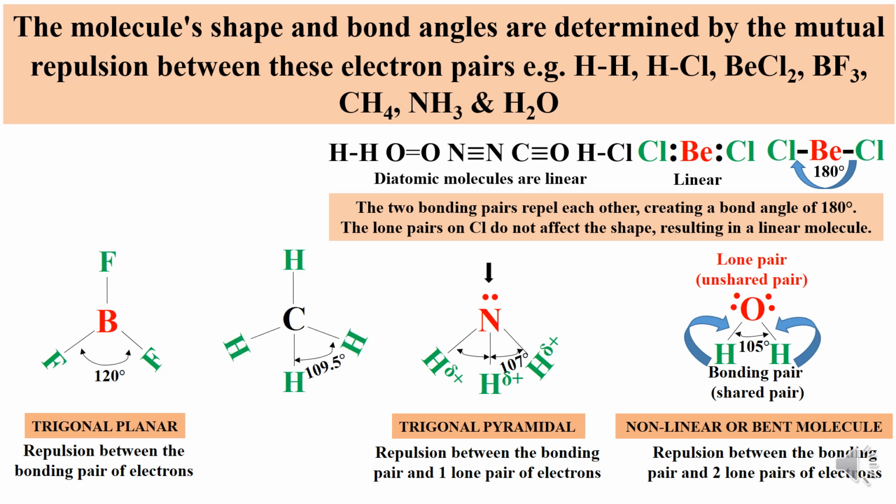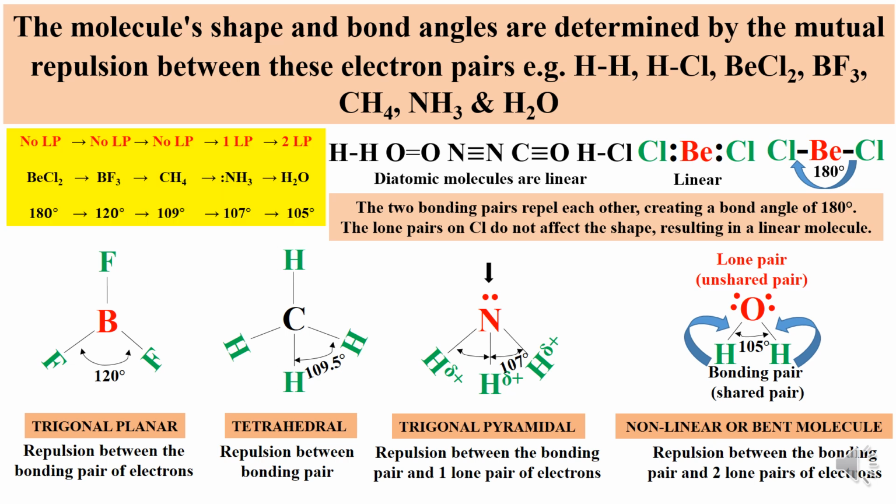And in case of the methane molecule, it has a tetrahedral shape with a bond angle of 109.5 degrees, and this is due to repulsion between the bonding pairs. So even in case of the methane molecule, you don't find any lone pair on the central atom, that is the carbon atom. You find only the bonding pairs between the carbon and the hydrogen atoms. So totally there are 4 bonding pairs in case of the methane molecule, and it takes the tetrahedral shape due to repulsion between these 4 bonding pairs of electrons.